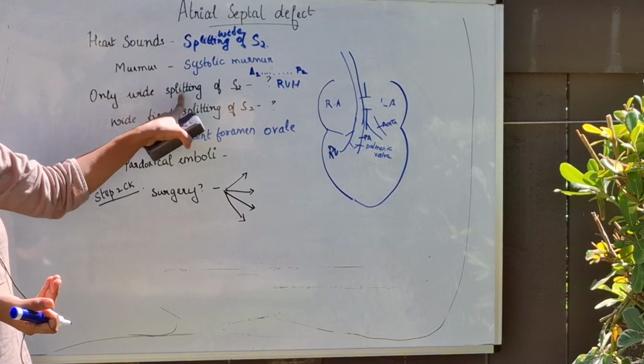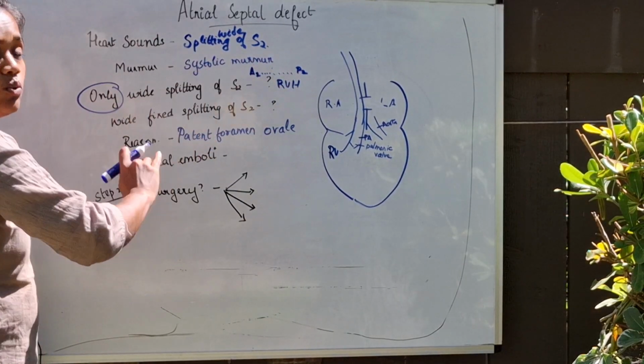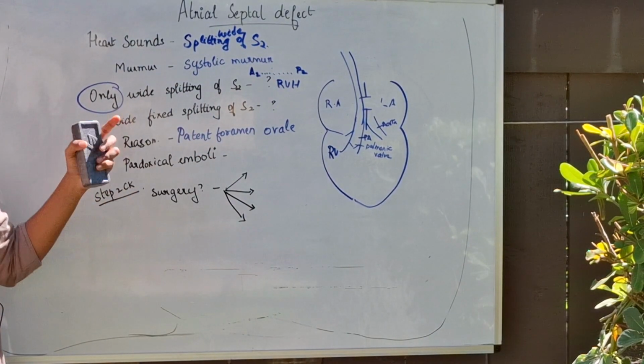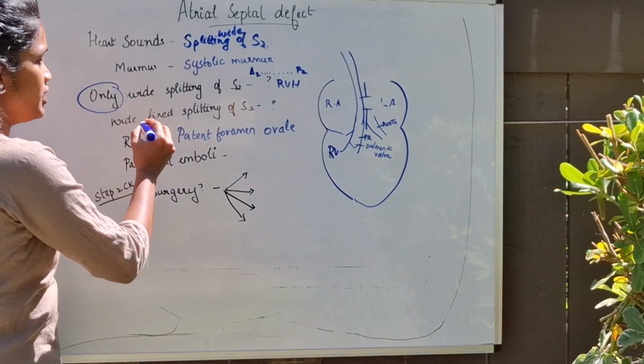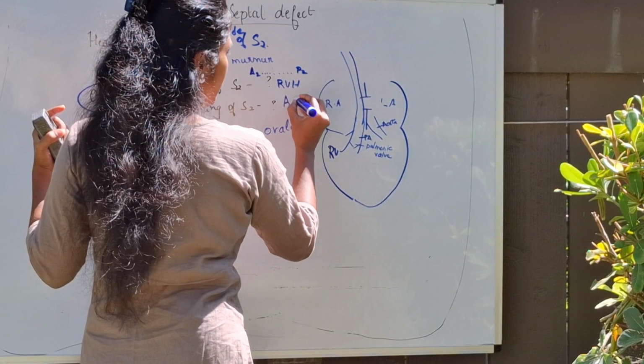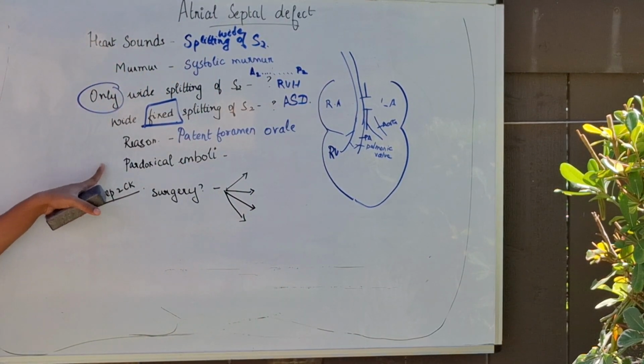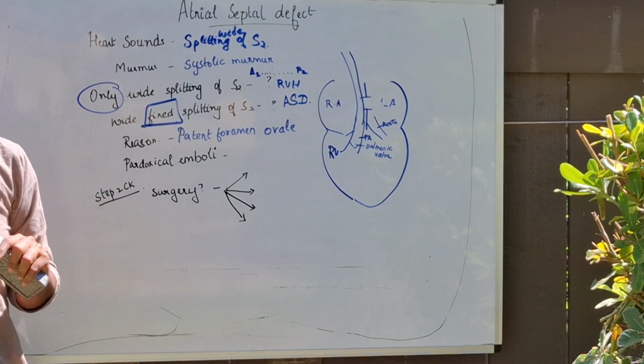Therefore, wide splitting of S2, when they give you only wide splitting of S2, that means they are hinting towards right ventricular hypertrophy. But on the other hand, when they specify wide fixed splitting of S2, it clearly means that they are talking about atrial septal defect. Fine. Now what is the concept of a paradoxical emboli?